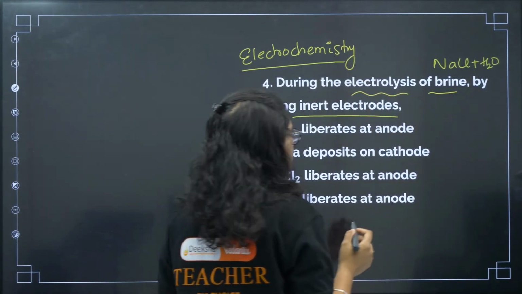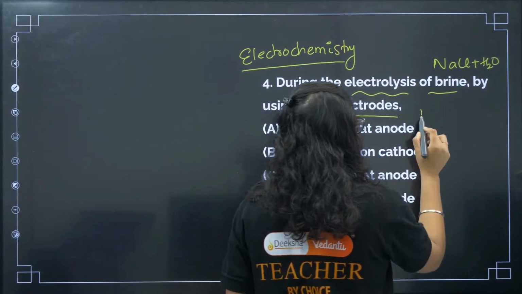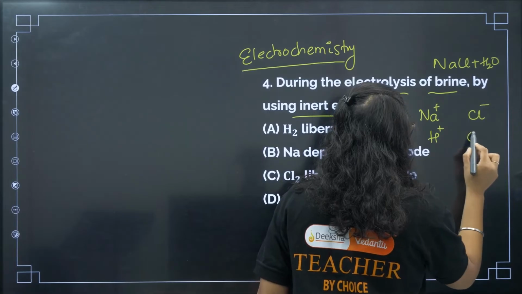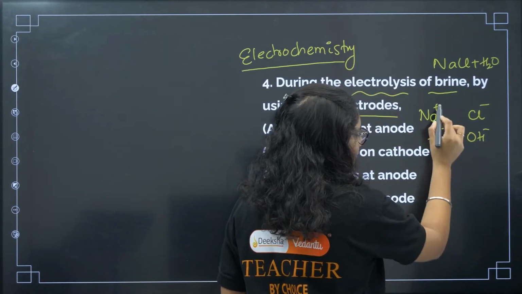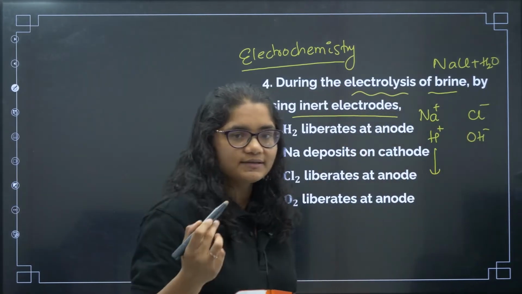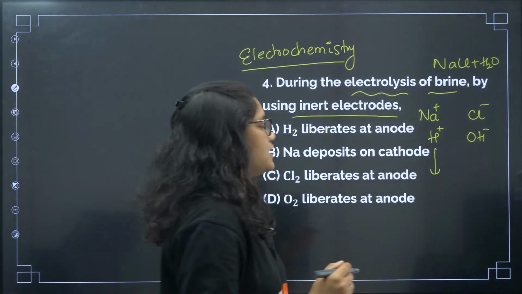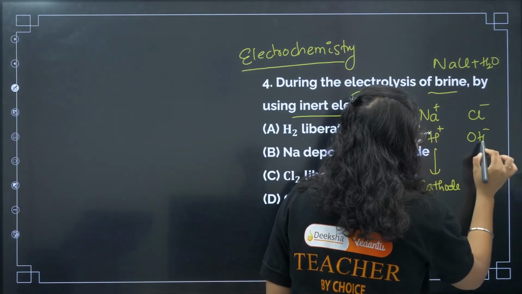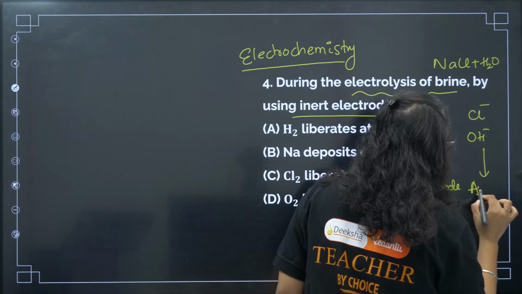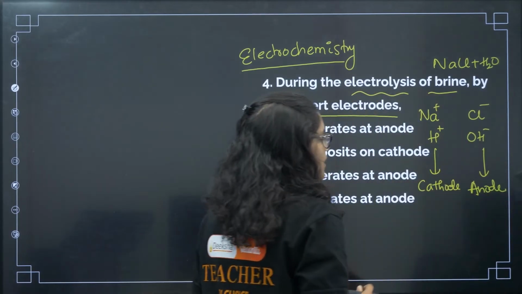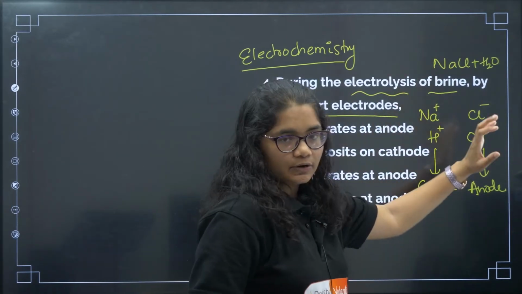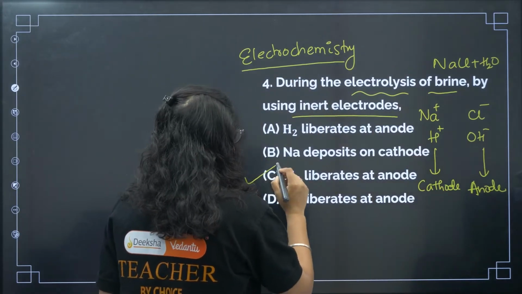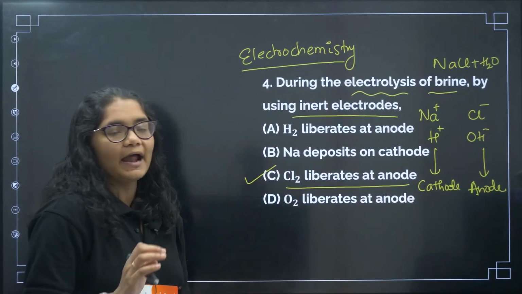right? So what happens? We have the ions here, Na plus and we have the ion Cl minus, we have H plus and we have OH minus, right? So these are your cations, positively charged ions, they will move towards the negatively charged electrode, that is cathode, right? And these are negatively charged ions and they'll move towards the positively charged electrode, that is anode. Now what happens? Cl minus will undergo oxidation and will produce Cl2 at anode. So the correct answer for this question is Cl2 is liberated at anode.